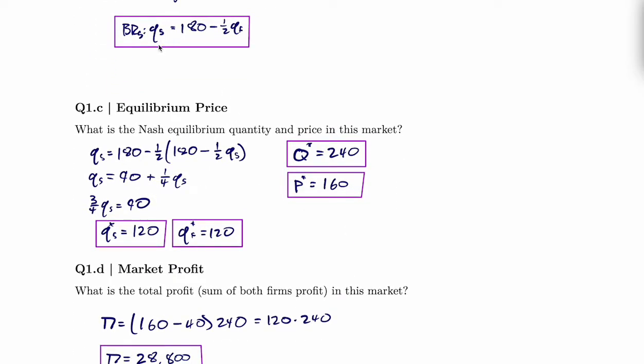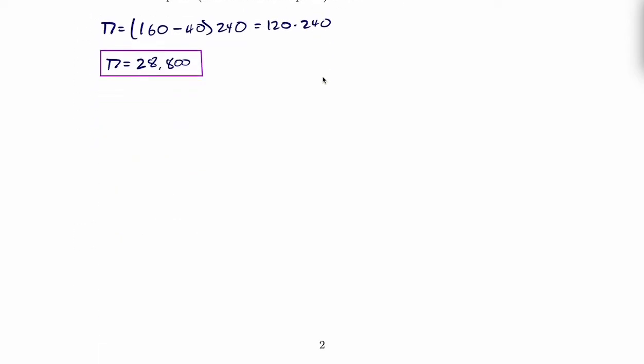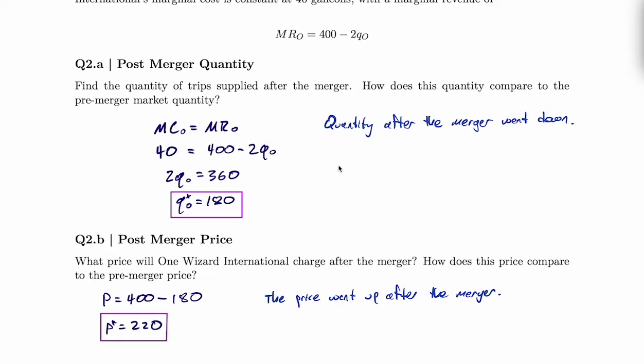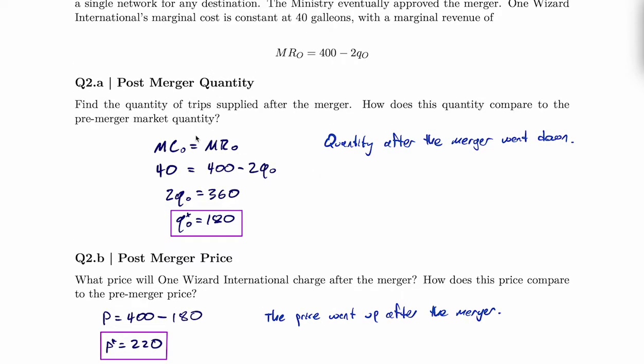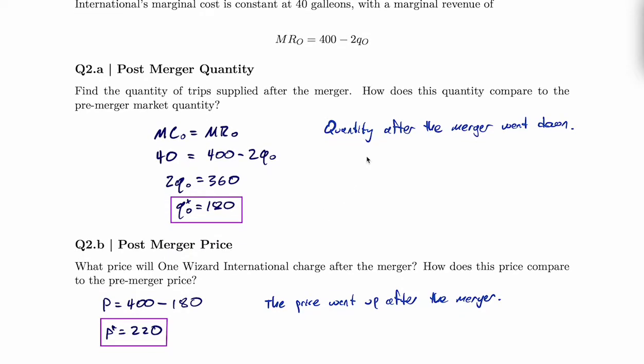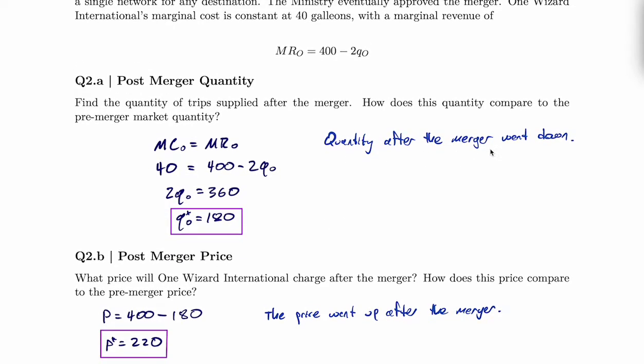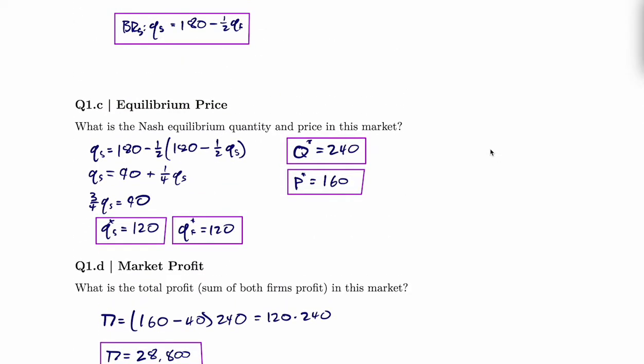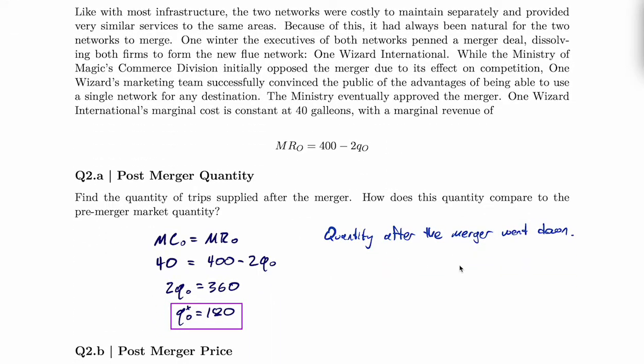And so that will be our hypothesis here, that quantity for One World is equal to 180, where we set this thing equal to 0. And in fact, that's exactly how this goes. So we set the marginal cost for the firm equal to the marginal revenue, and then we just solve for Q. So Q star for One World, Q star O, is equal to 180. And when we compare this to the quantity in the market before the merger, which was 240, we can see that the quantity went down. Quantity went down after the merger.